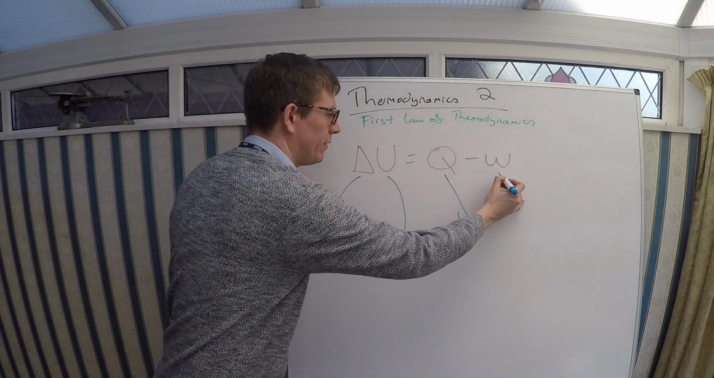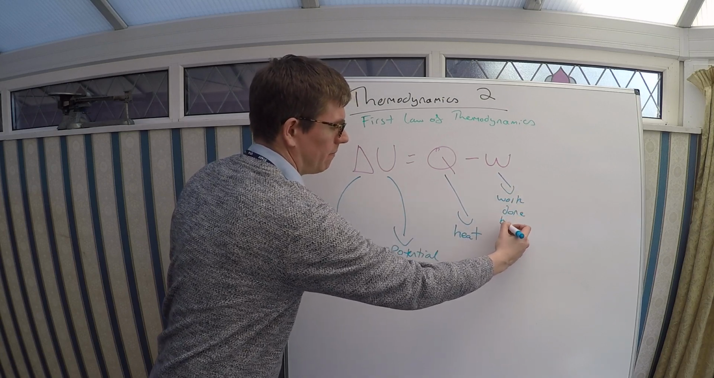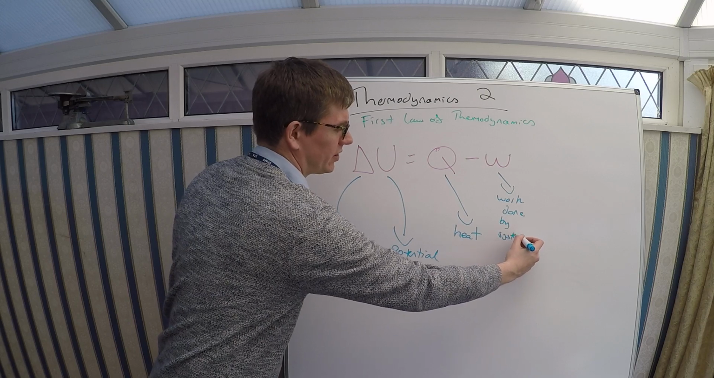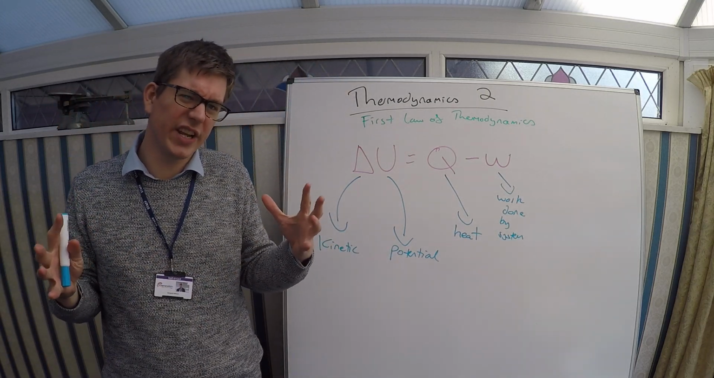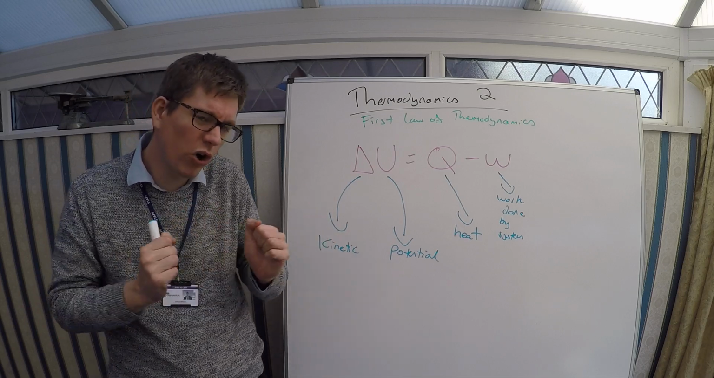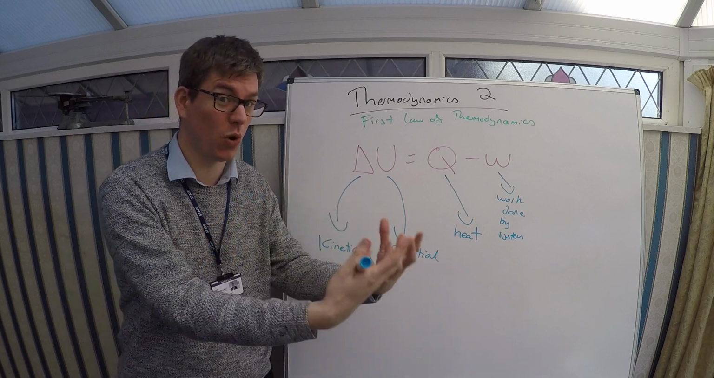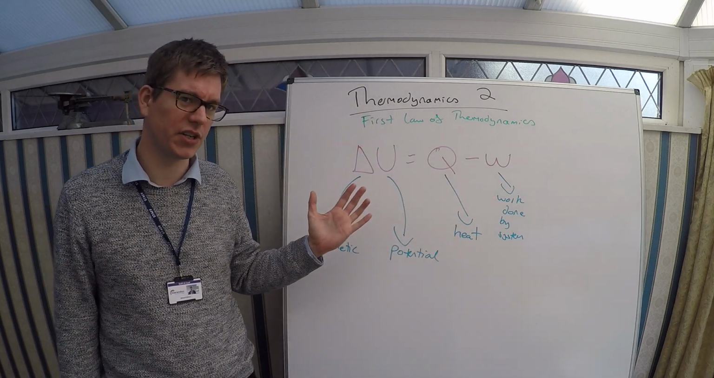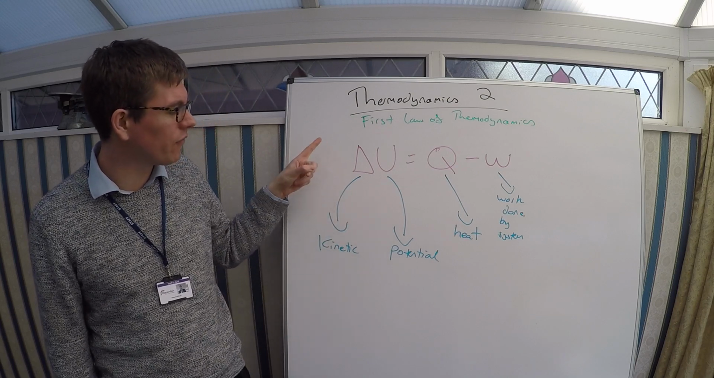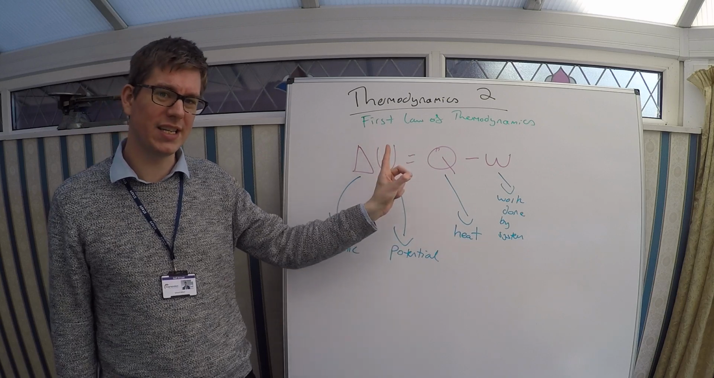Finally, we have W, which is work done by the system. So, if the system does work, if whatever it is that you're heating up or cooling down pushes out on something, crushes something, moves something, does work, then that energy's got to come from somewhere because of conservation of energy. And it'll either come from the U dropping or because you put heat in.